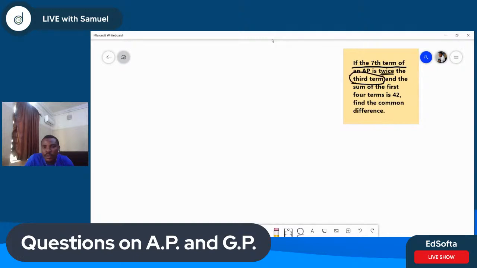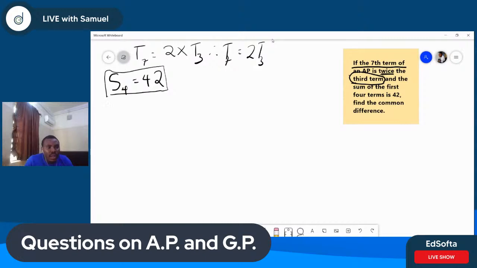The seventh term, which will be T7, is equals to 2 times T3. This will leave us at T7 is equals to 2T3. And the sum of the first four terms is 42. So now, what they are saying is that S4 is equals to 42. Now, note, a lot of these questions always result in being simultaneous equations. They always result in it. But let's see, we can go on with it.